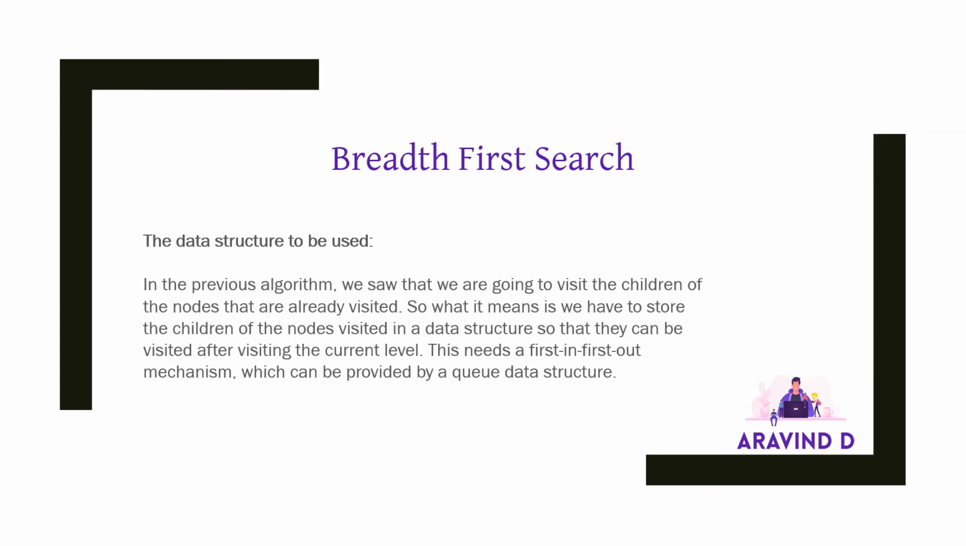So, what is the data structure that can be used to solve this problem? In the previous algorithm, we saw that we are going to visit the children of the nodes that are already visited. So what it means is we have to store the children of the nodes visited in a data structure so that they can be visited after visiting the current level. This needs a first in first out mechanism, which in turn can be provided by a queue data structure.